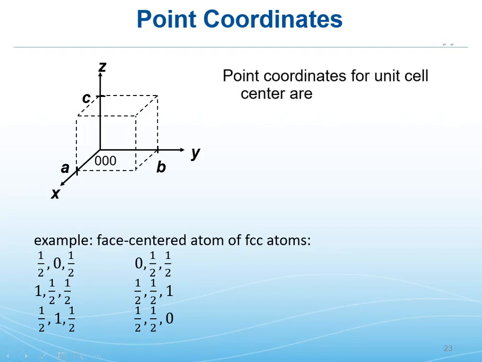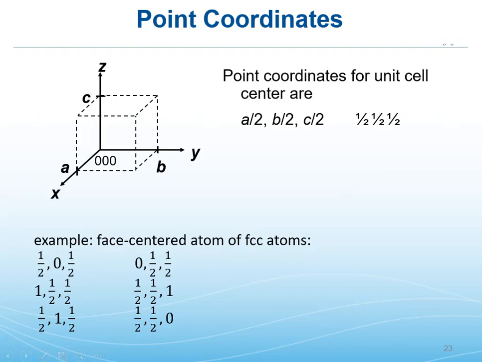So let's see if we can pull up some pictures. We have 0, 0, 0 at the origin. Our axes are A, B, and C. It's a cubic system, so A equals B equals C, right? So for the point coordinates of the unit cell center, we would go up 1/2 A, go over 1/2 B, and go up 1/2 C. So if this were a BCC crystal and I wanted to know what the point coordinates were for that center atom in the middle of the BCC unit cell, I would say the center of that atom is at 1/2, 1/2, 1/2. So that's a point location.